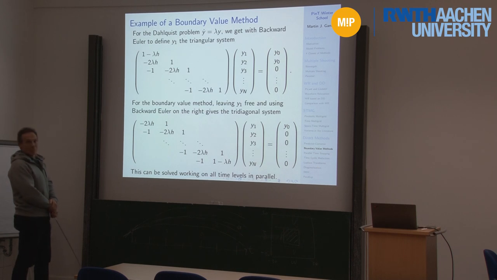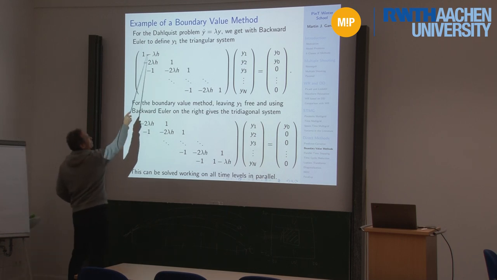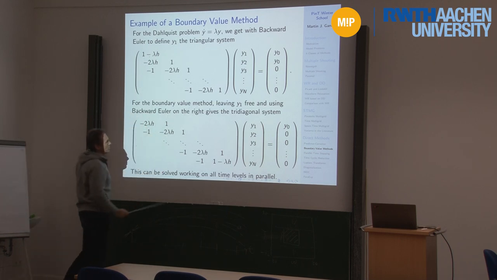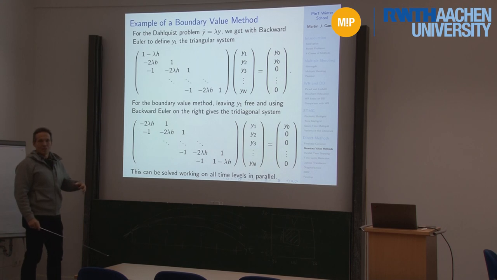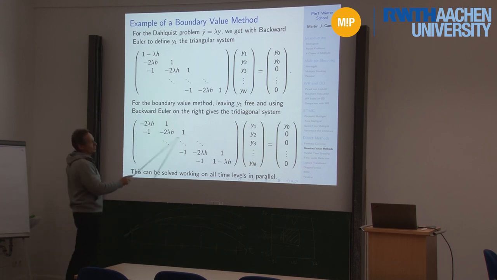So somehow this feels like it doesn't make much sense. It feels really weird because this was easy to solve. It's triangular. This is now going to be harder to solve because it's not triangular. But it's tri-diagonal, so you can use a Thomas algorithm, for example, to solve this. This Thomas algorithm is an LU decomposition. It's Gaussian elimination. And for tri-diagonal, this is fast. This is linear complexity.